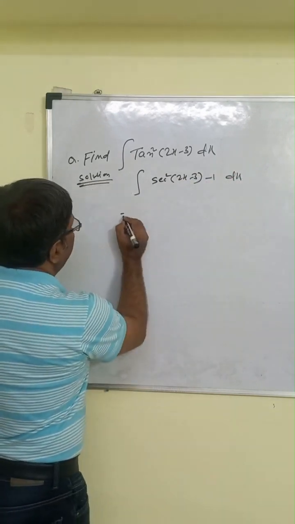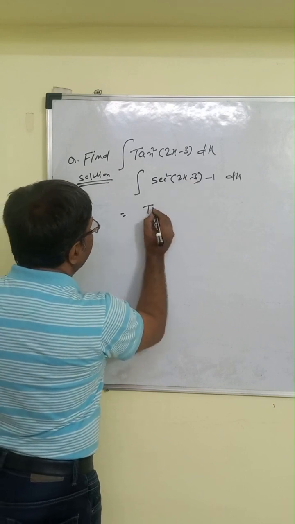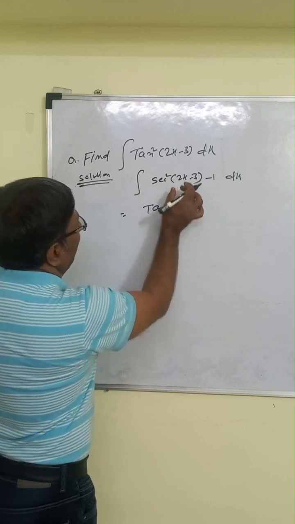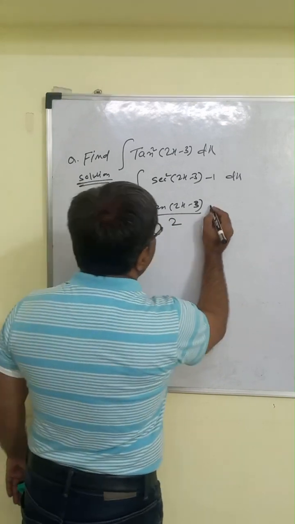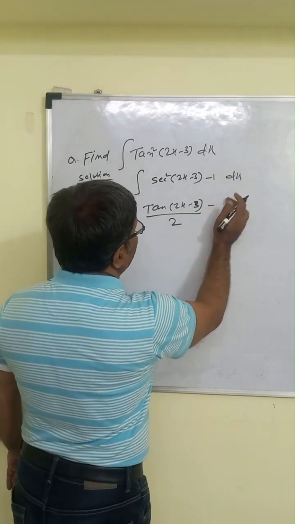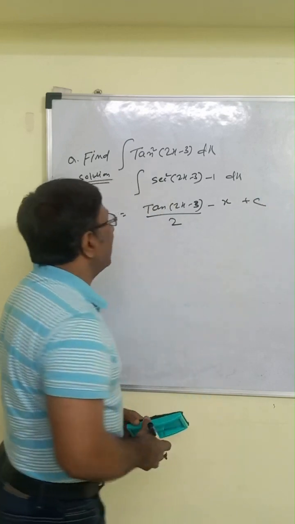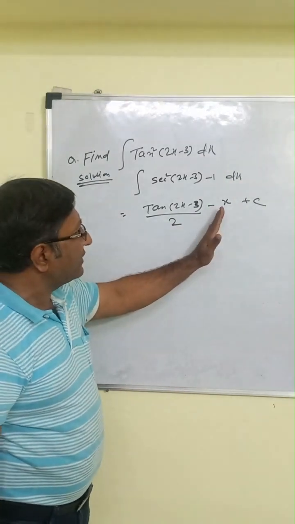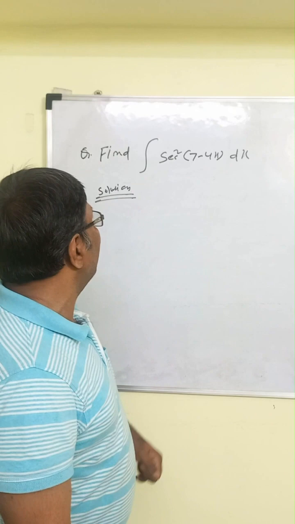Now we know the integration of sec square is tan x. So we will get tan of 2x minus 3, and here the coefficient of x is 2, so just divide by 2, and minus the integration of 1 dx. The integration of 1 is x plus c. So our correct answer is tan of 2x minus 3 by 2, minus x plus c. This is our right answer.